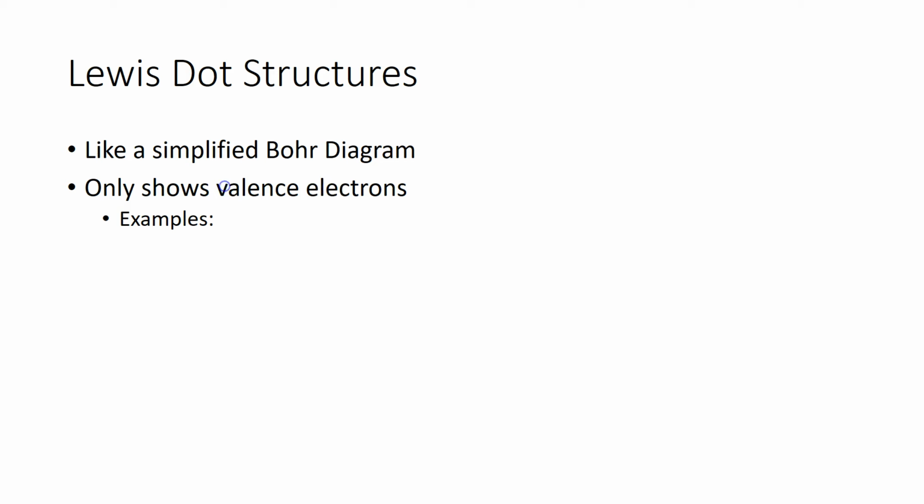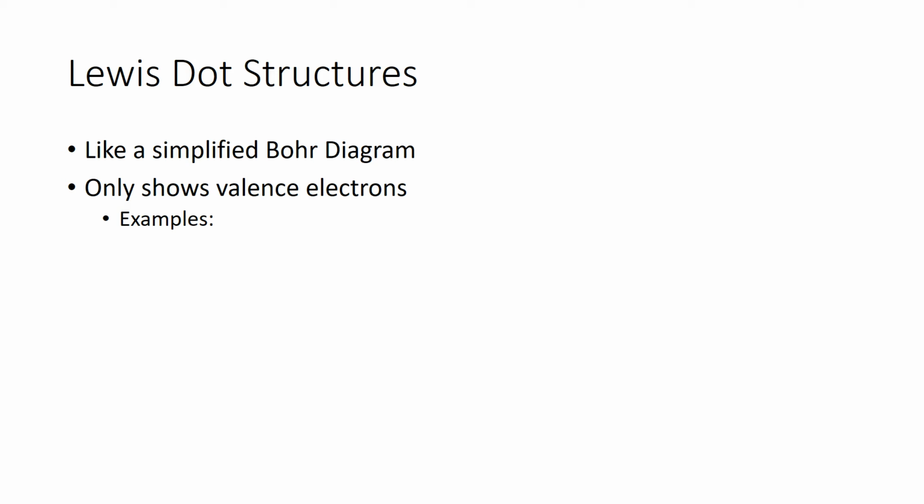Okay, so now that we know how to do valence electrons and figure out how many we have, the next step is to draw Lewis dot structures, okay, or Lewis dot diagrams. And the way that we do that is actually really easy. It's like a simplified Bohr diagram. All right. So if you recall Bohr diagrams, they are concentric rings that show where electrons are. So a Lewis dot structure is similar, but actually much simpler.